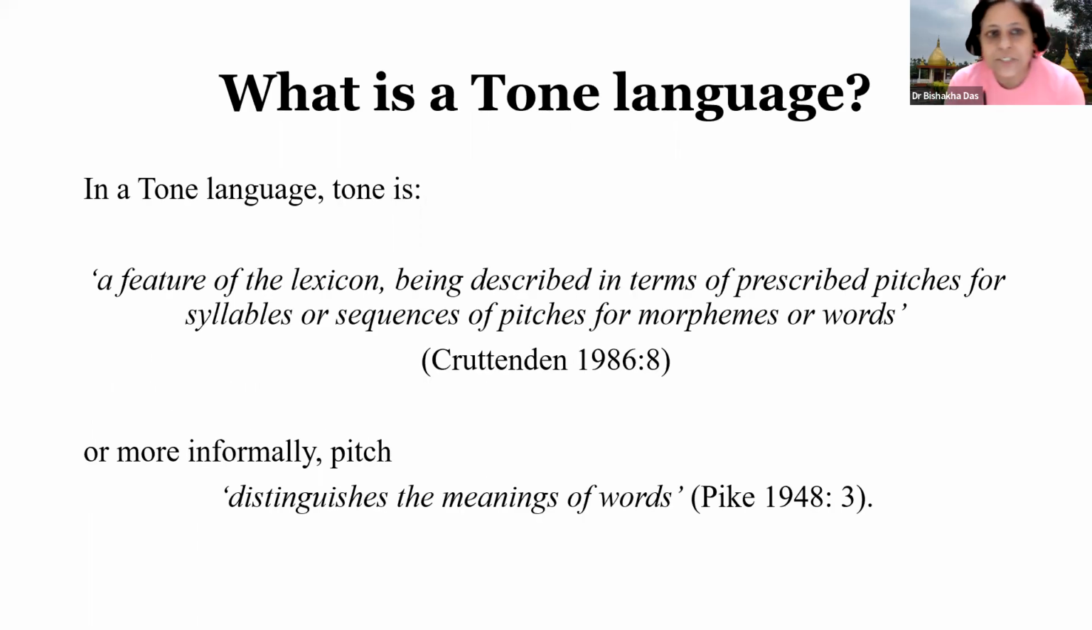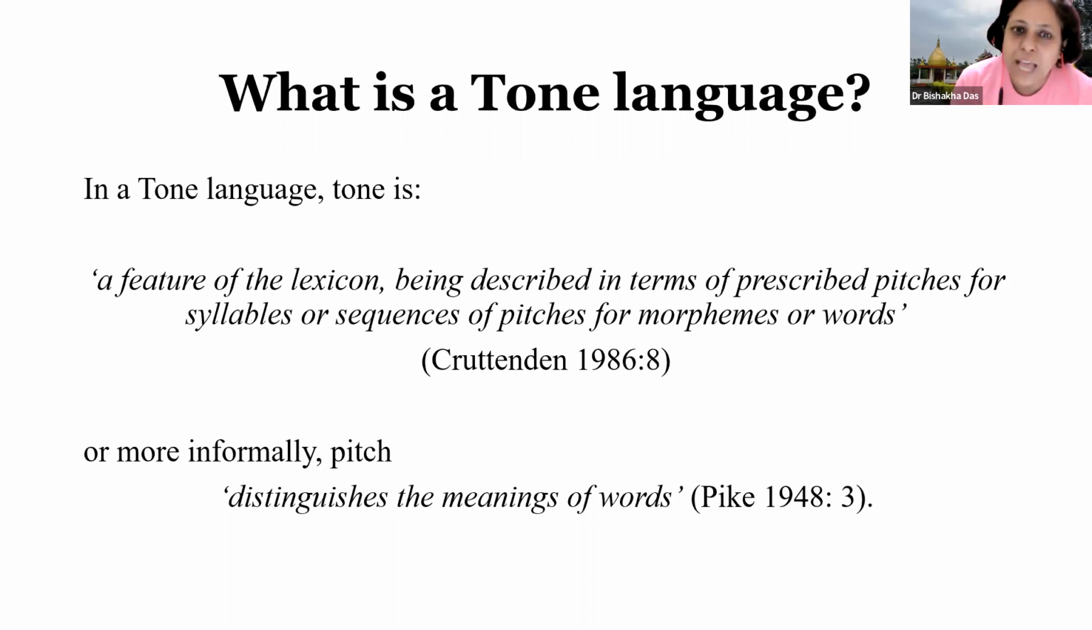What is a tone language? In a tone language, tone is a feature of the lexicon being described in terms of prescribed pitches for syllables or sequences of pitches for morphemes or words. Or more informally, pitch distinguishes the meanings of words. As for instance, in Thai Khamti, just one word with one syllable, we have ma, ma, ma, ma, ma.